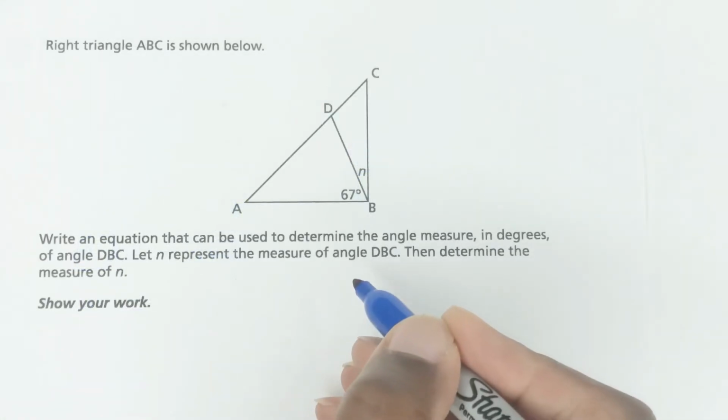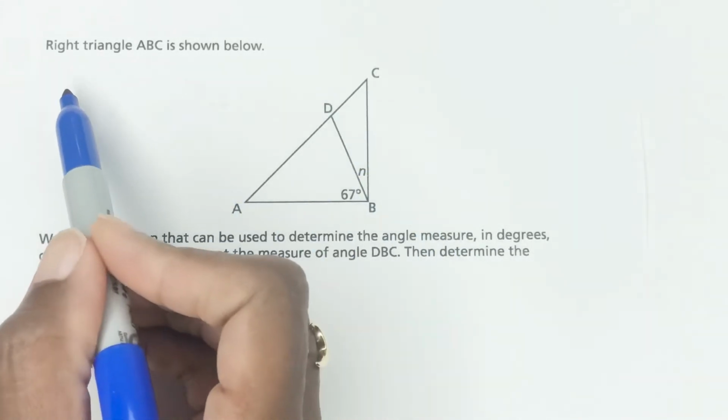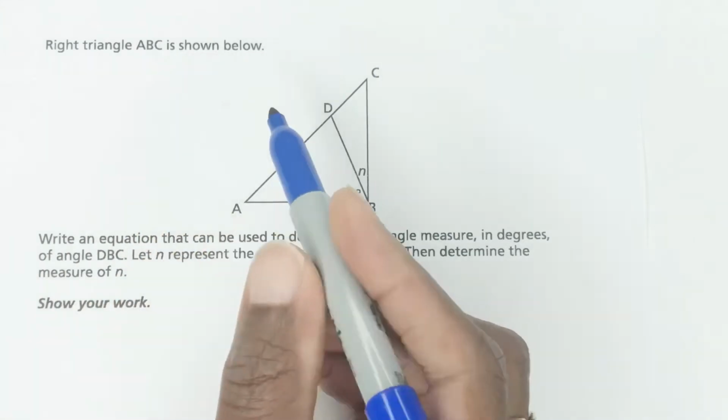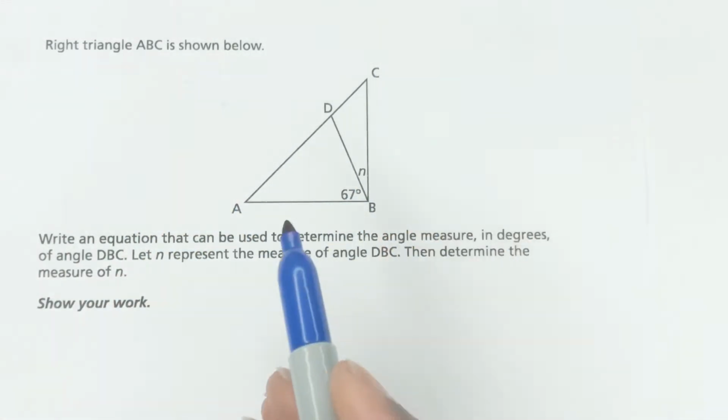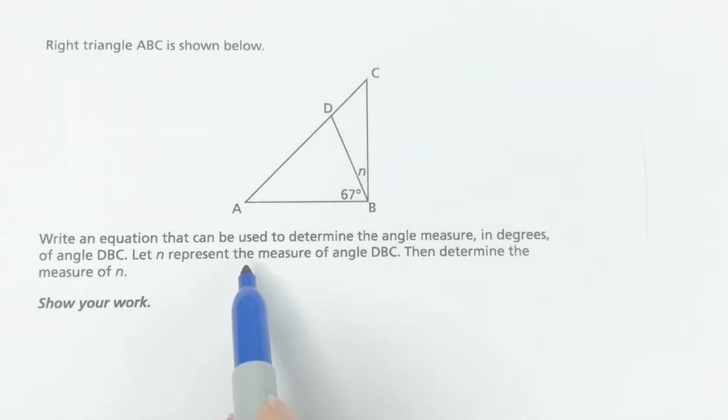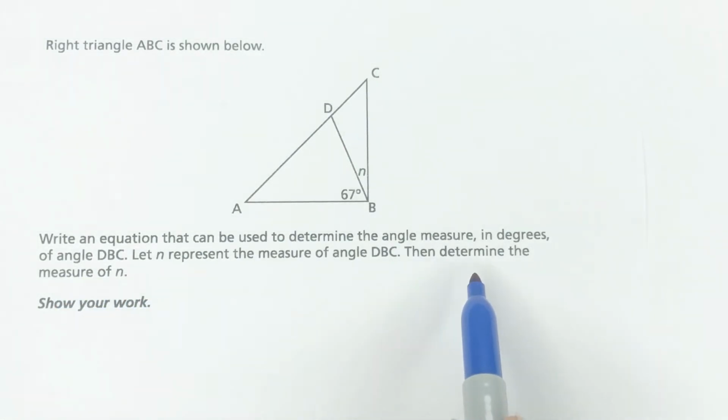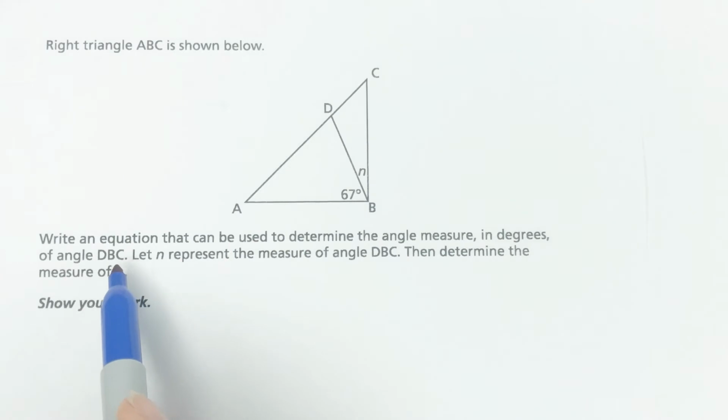Here's another angle question. Let's get right into this one. Right triangle ABC is shown below. So we have A, B, C. So that's the whole triangle. Write an equation that can be used to determine the angle measure in degrees of angle DBC.